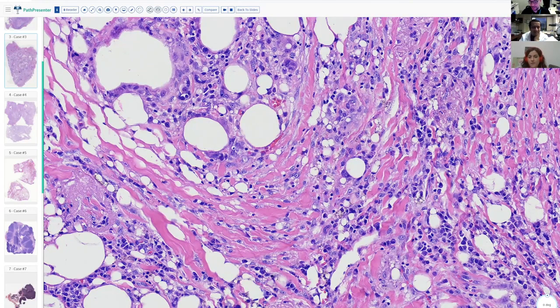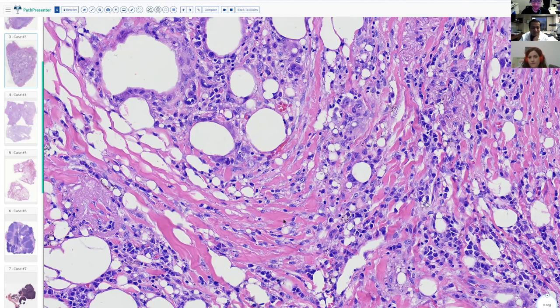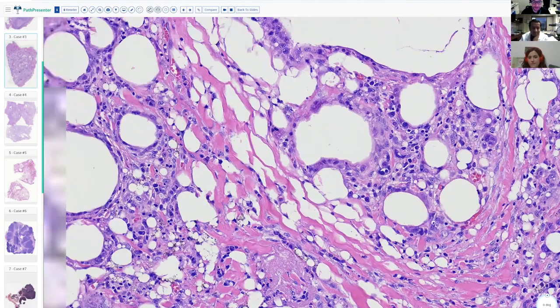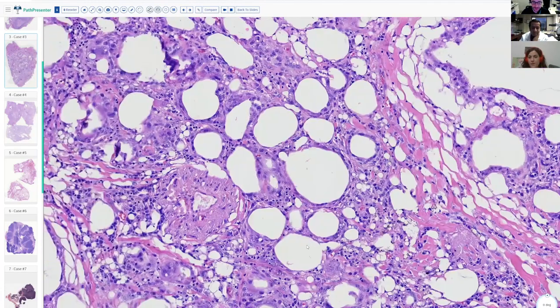Yeah, and I think the big things that differentiate it are the coarse vacuolated macrophages in the interstitium, as well as a patchy giant cell reaction to it. So it's definitely a different case.